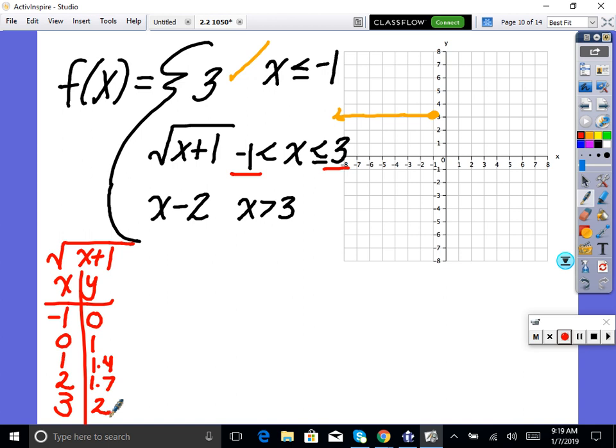Let's plot those points. -1 up 0. Over 0 up 1 unit. Over 1 up 1.4 units. Over 2 up 1.7 units. Over 3 up 2 units. So there's the curve. We're only graphing it on that interval. Was it including -1? So I go to -1, go to your function, there it is, and you would open up the circle, which makes sense. Closed circle, open circle. Then I go over to 3. The function is right up here at 2, so it's including 3, so I'd have a closed circle.